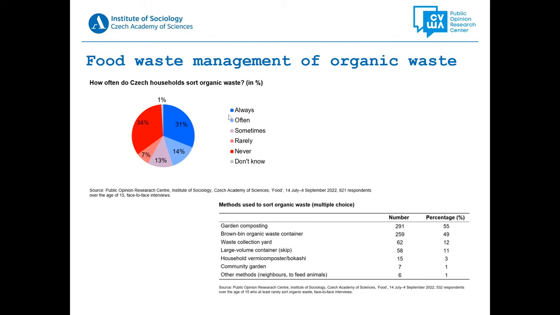half of Czech people regularly compost, with 31% always, 14% often, and 13% sometimes. On the contrary, approximately one third of respondents declared that they never compost. Regarding the method used for sorting organic waste, the most common is garden composting, followed by public brown bin waste containers, which are in some towns free.